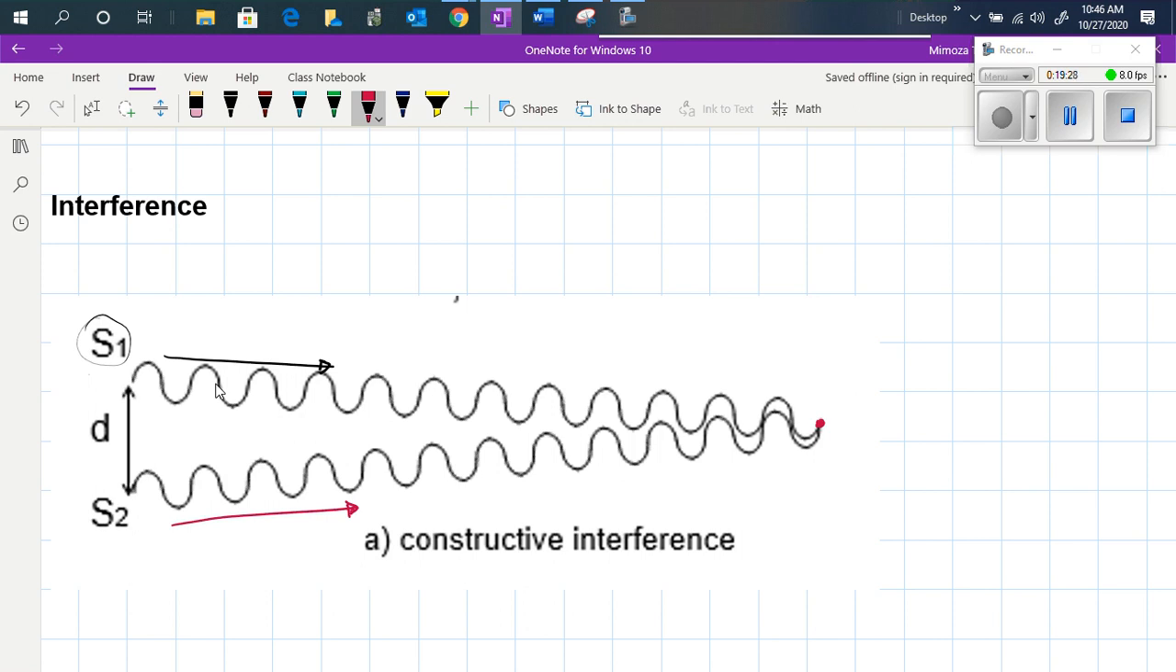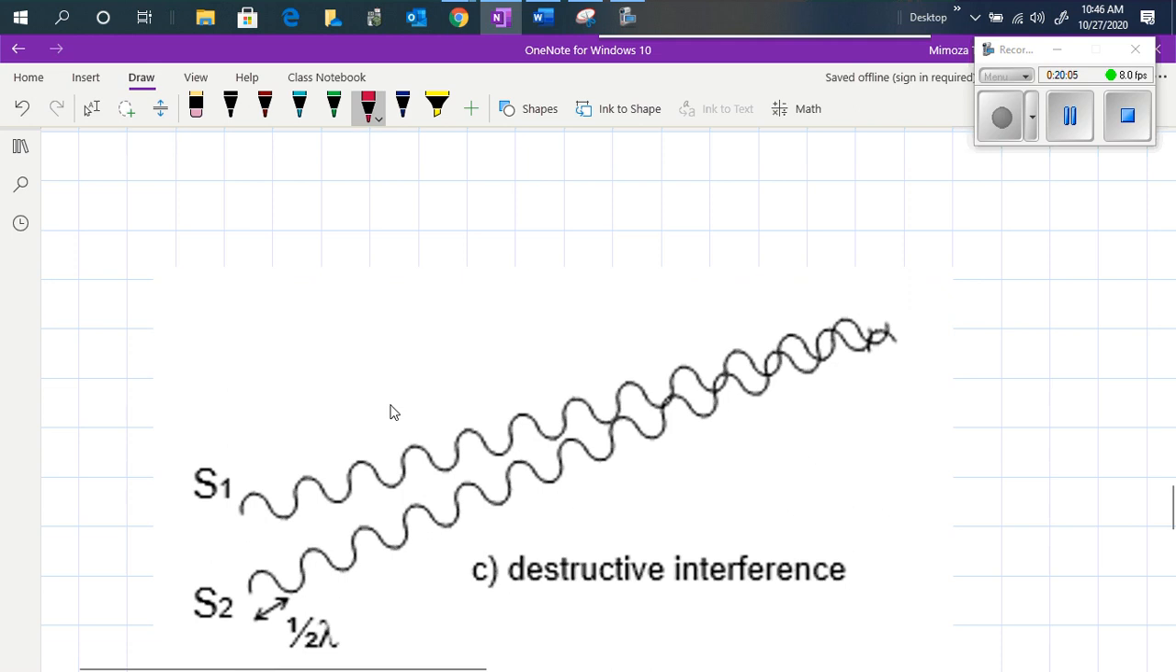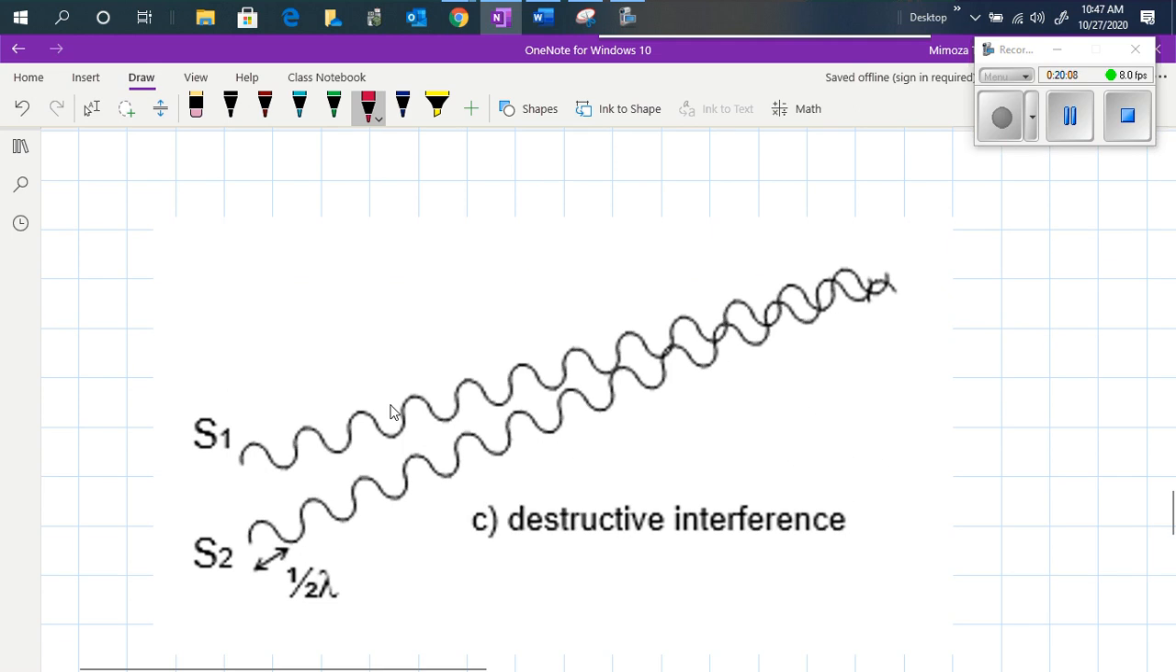Now, if they are meeting each other in the same phase, meaning they are either both at the lowest point or at the highest point, or at any point that has the same direction, then this is known as constructive interference. What is happening? You will see a wave with the highest amplitude.